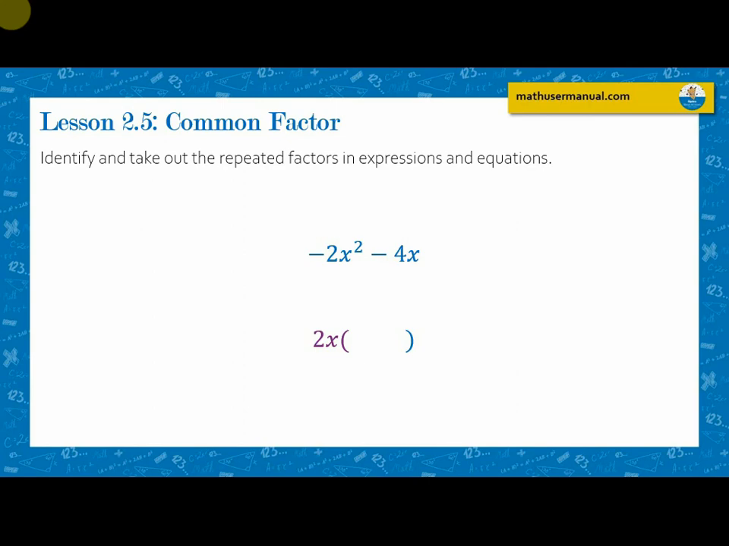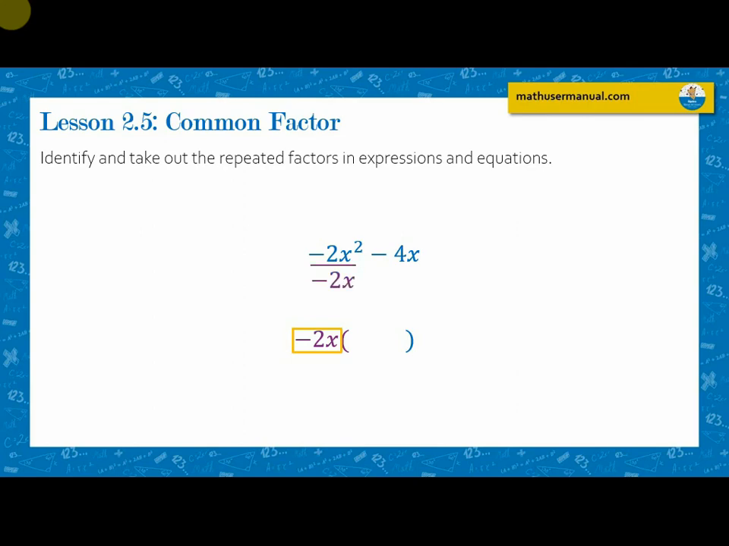But there is a third common factor. Not only do we have the 2 and the x, we also have the negative because both of these terms have a negative. So yes, negatives can be common factors. So we can take the negative to the outside as another common factor. And remember, every single time that we take a common factor, what we have to do is divide each of the terms in the equation or the expression by the common factor.